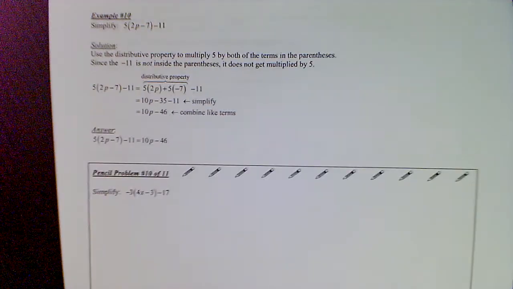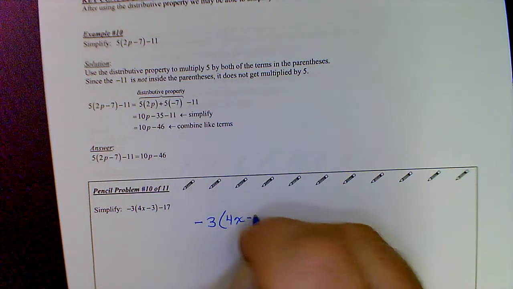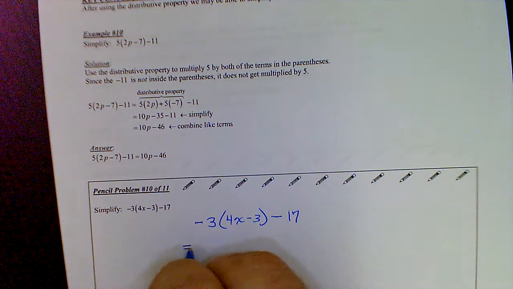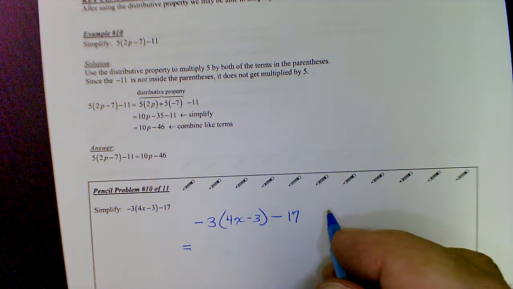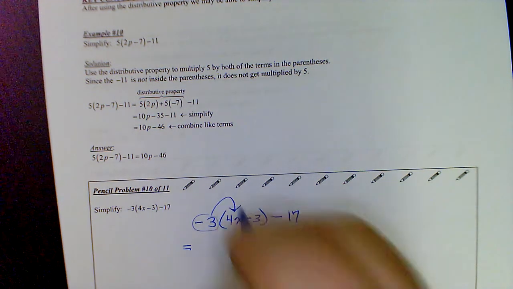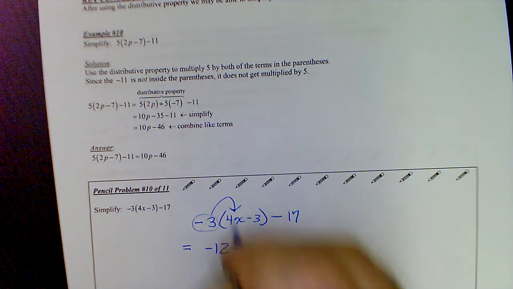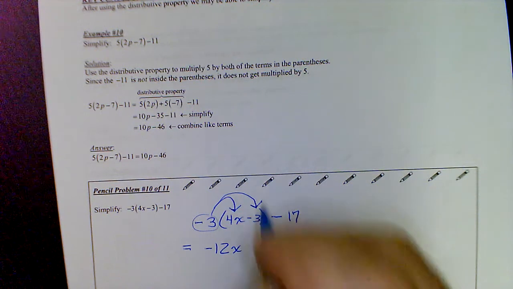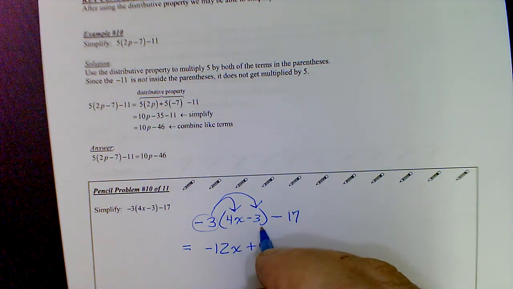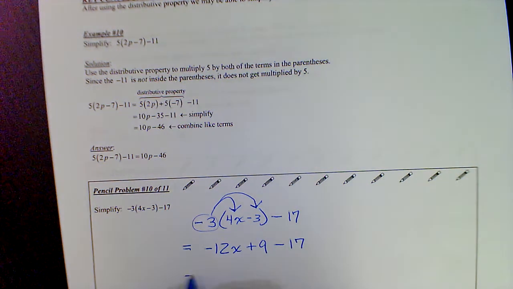Okay, then we combine the rules. So I have negative 3 in parentheses, 4x minus 3, close parentheses, minus 17. First thing we're always going to do is remove parentheses by the distributive property. So I'm going to treat this as a negative 3 distributed to the 4x. Negative 3 times 4 is negative 12. I carry along the x. Negative 3 times negative 3, positive 9. The closure of the parentheses stops the distribution. And just don't forget to carry along the negative 17.